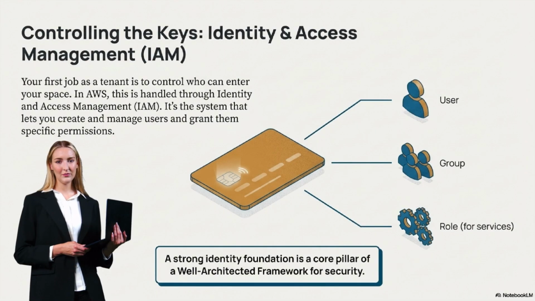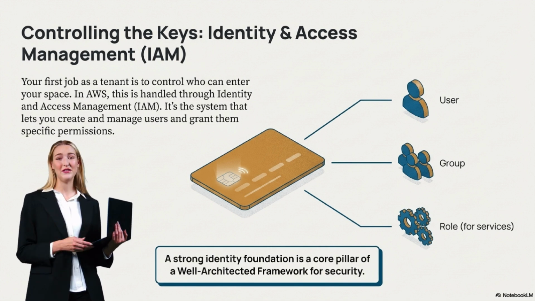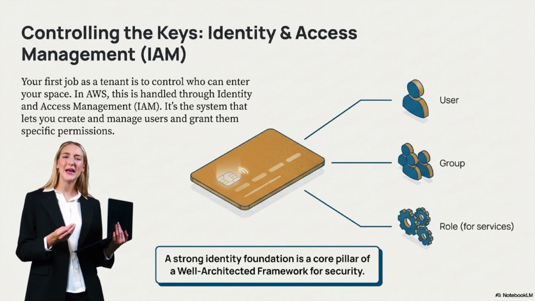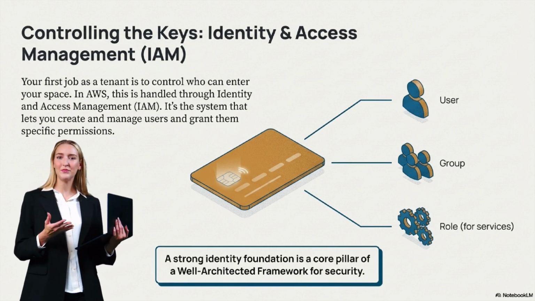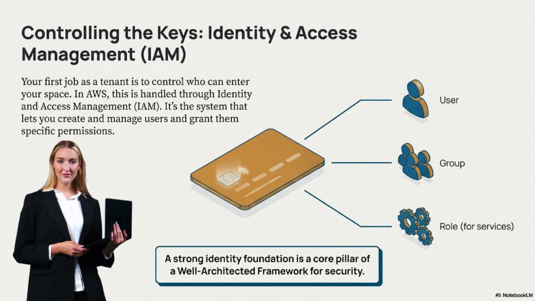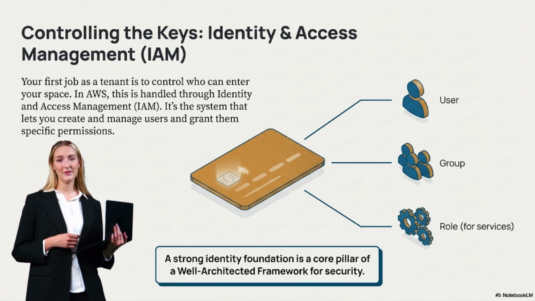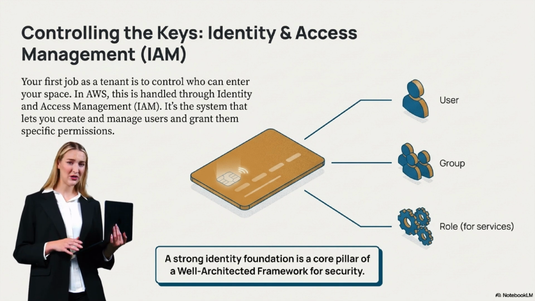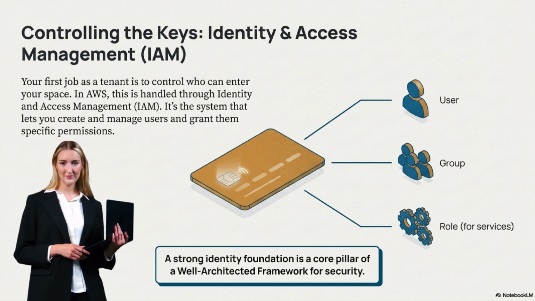Once you move into your apartment, your first job is to control access. In AWS, this is handled through Identity and Access Management, IAM. Think of IAM as the master keycard system for your apartment. It is the tool that lets you create and manage users and grant them specific permissions. Establishing a strong identity foundation is a core pillar of a well-architected framework for security.